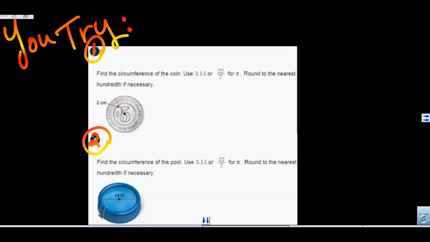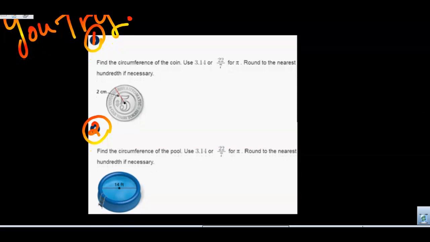Now let's let you give it a shot. Pause the video and try these two problems out.